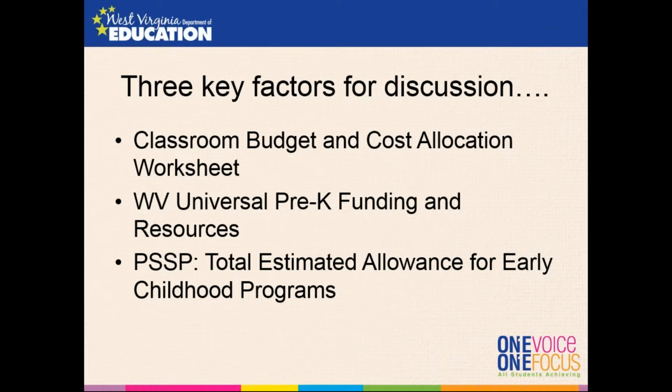Two other key areas we're going to talk about. One is the funding and resources report that pre-K coordinators have to do annually. And then we're going to end with a discussion about the total estimated allowance for early childhood programs. That's the report that is provided by the Office of School Finance here at the Department of Education that illustrates an estimated per child amount that's attributed to universal preschool. And so we're going to go through each of these three key factors this morning through the webinar.